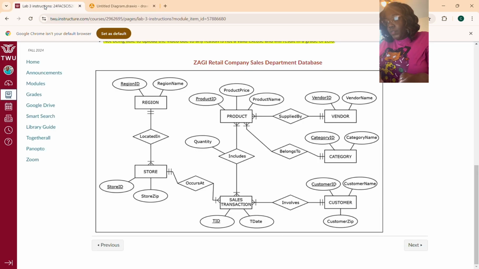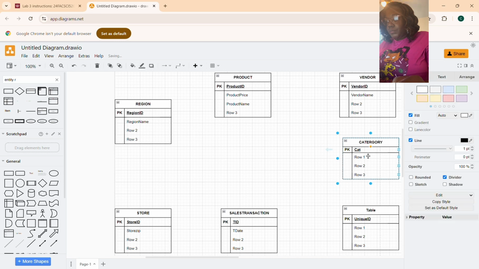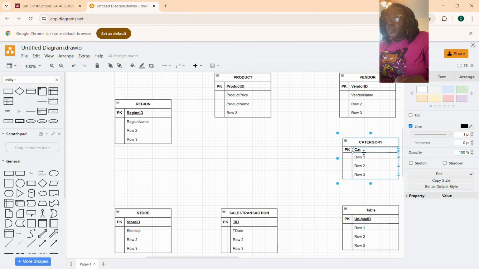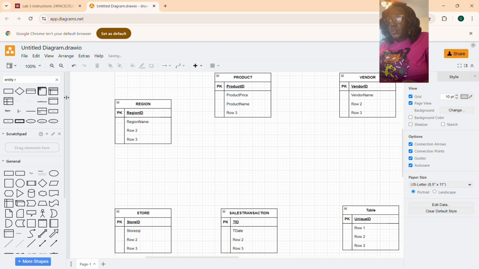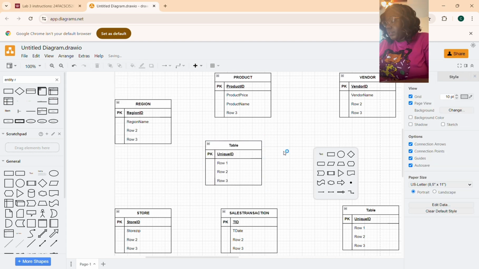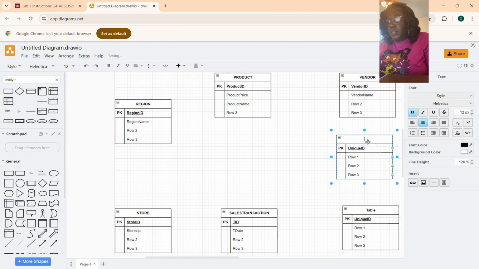And then the primary key for that one is category ID. We want to make sure we put these in capital letters. Category, and then the primary key. You'll have to do that one over. It gets a little tricky sometimes, guys. So, like we were saying, this one is going to be category. And then the primary key is going to be category.